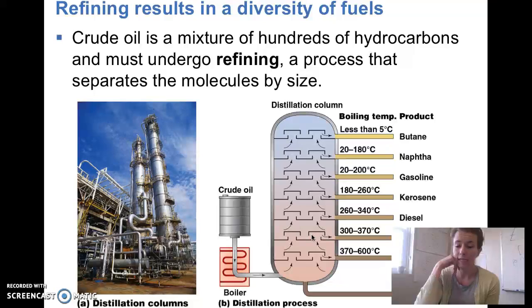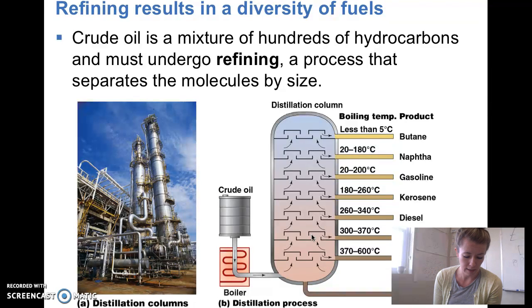Okay, so we get these things out, and then we can't just burn crude oil in our cars. That wouldn't work very well. Our car engines are not built for that. So we have to go through a process of refining. Crude oil is a mixture of hundreds of hydrocarbons, really long chains of carbon surrounded by hydrogen, and must undergo refining, a process that separates the molecules by size. So basically, we can create many different types of petroleum products by separating its various components.